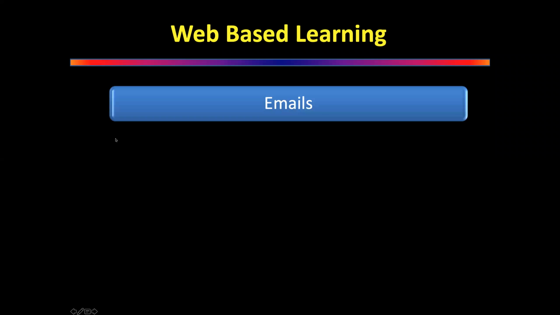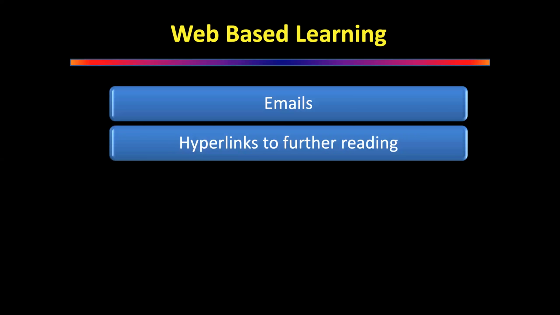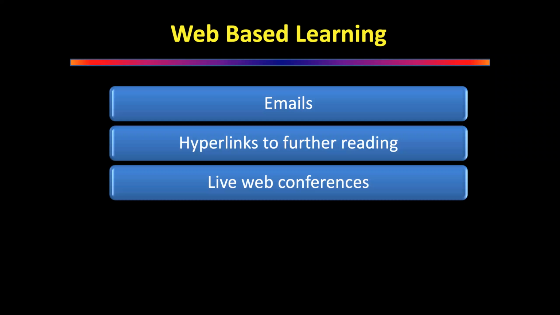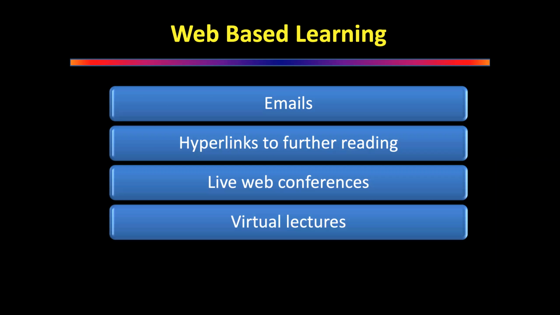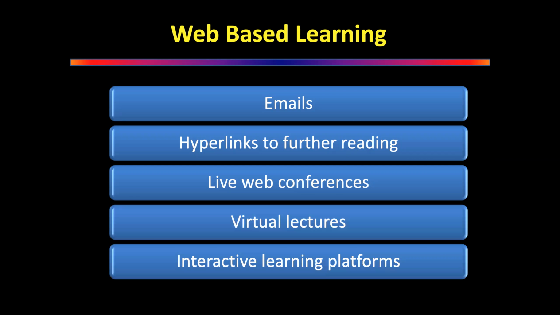So first is emails, because a lot of people nowadays send you hyperlinks on emails. A lot of you publish a small page and then send it out on emails. So that's one technique of using web-based learning. The second is hyperlinks to further readings. Within the emails, we can give you a link and you can go to a further reading. The third is what we are doing just now, live web conferences, virtual lectures, and interactive learning platforms.